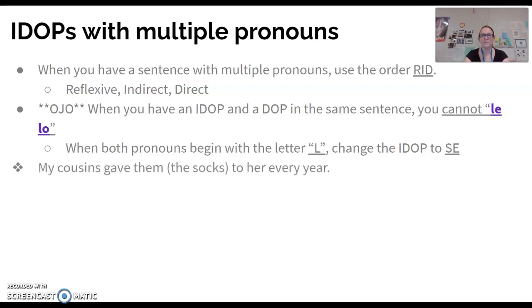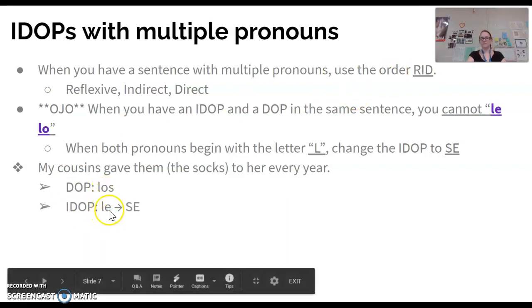Okay, so if I said my cousins gave them, and "them" are socks, to her every year, so it would be mis primos, and dieron would be my verb. Okay, and then I would say "los" in the middle. So my DOP would be "los" for the socks. My IDOP would be "le," but I can't "le los." I can't have 2 L's next to each other. So I'm going to change my "le" to a "se." So that's going to go in between my 2 verbs.